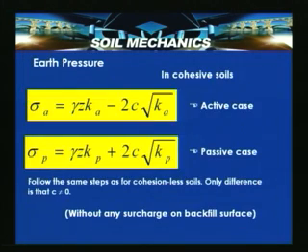So with this, these are the generalized equations for computing the pressure without any surcharge on the backfill surface. Sigma A is equal to gamma z Ka minus 2c root Ka, this is the active state, and sigma p is equal to gamma z Kp plus 2c root Kp, that is for the passive state. Follow the same steps as for cohesionless soils, the only difference is that c dash is not equal to 0.